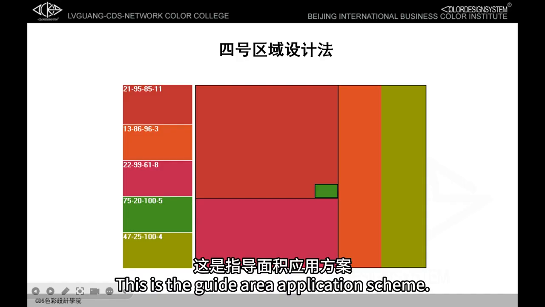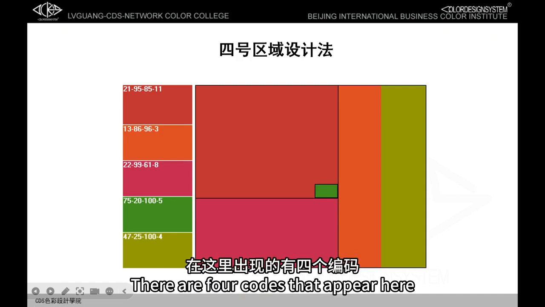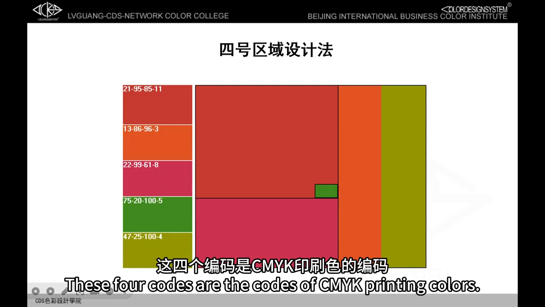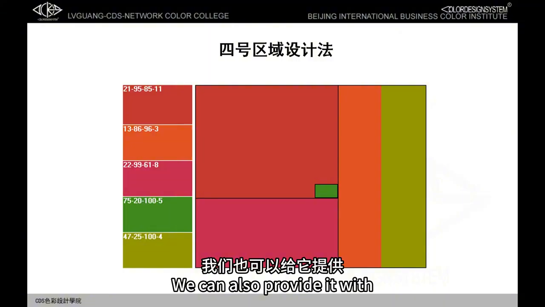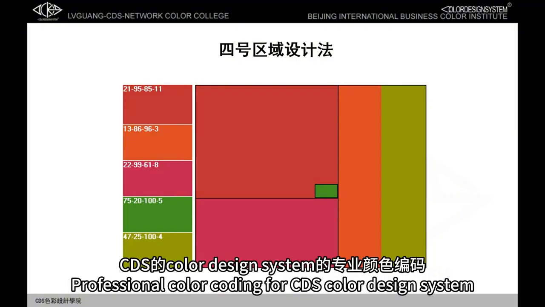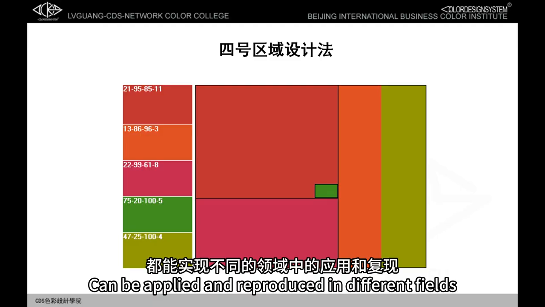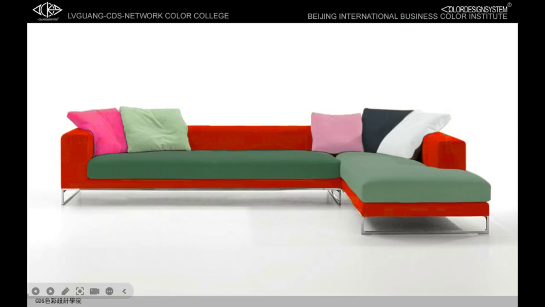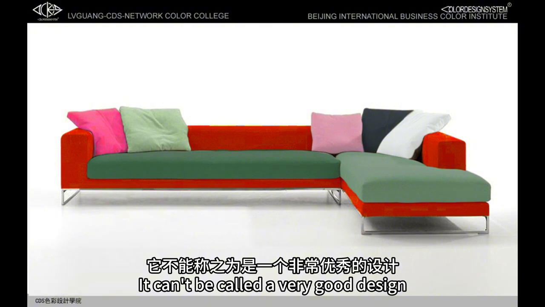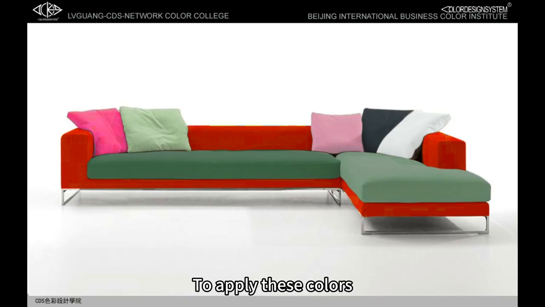This is the guide area application scheme. This is a color scheme. There are 4 codes that appear here. These 4 codes are the codes of CMYK printing colors. We can also provide it with professional color coding for the CDS color design system, which can be applied and reproduced in different fields. Okay, we're going to go with that set of colors and made a design with a simple color. It can't be called a very good design, but it tells you how to apply these colors.